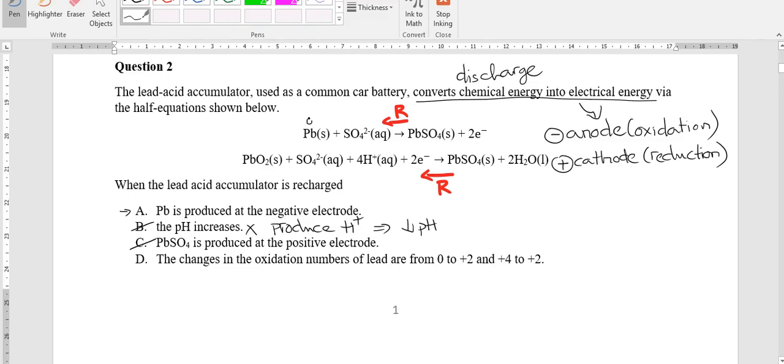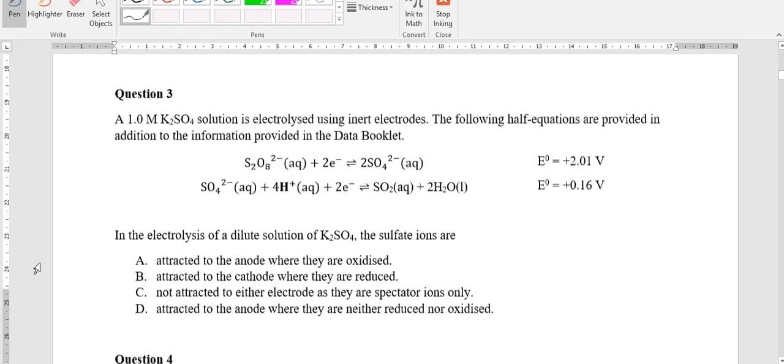Now, this is probably not that necessary, but if you're really paranoid, and I tend to be when I do exams, I will go through every single option. So, okay, 0 to 2 and 4 to 2 is actually what happened during discharge, not recharge. So definitely the answer is A. So that's question 2. Okay, moving on to question 3.